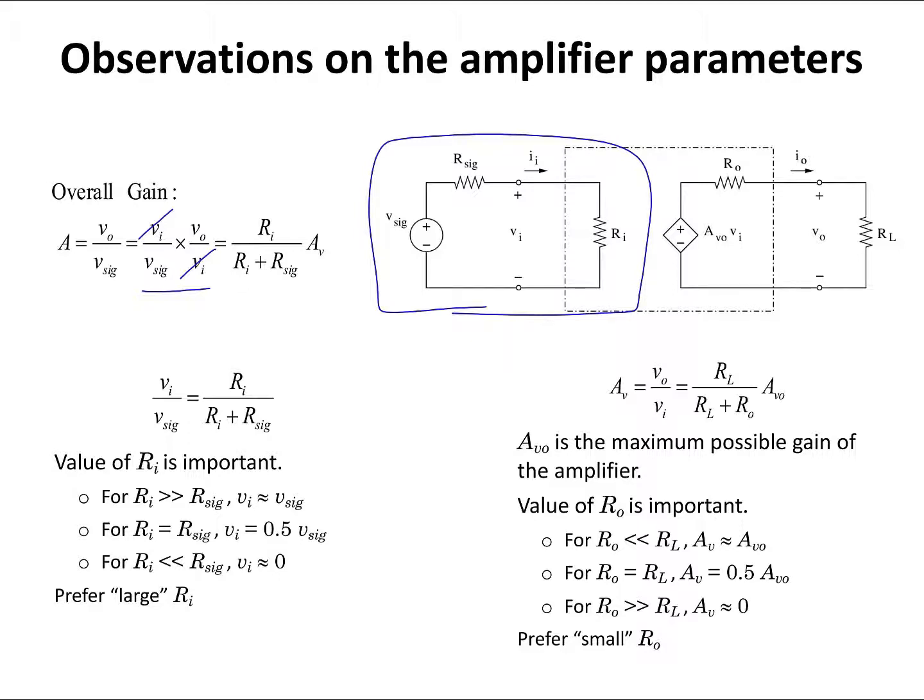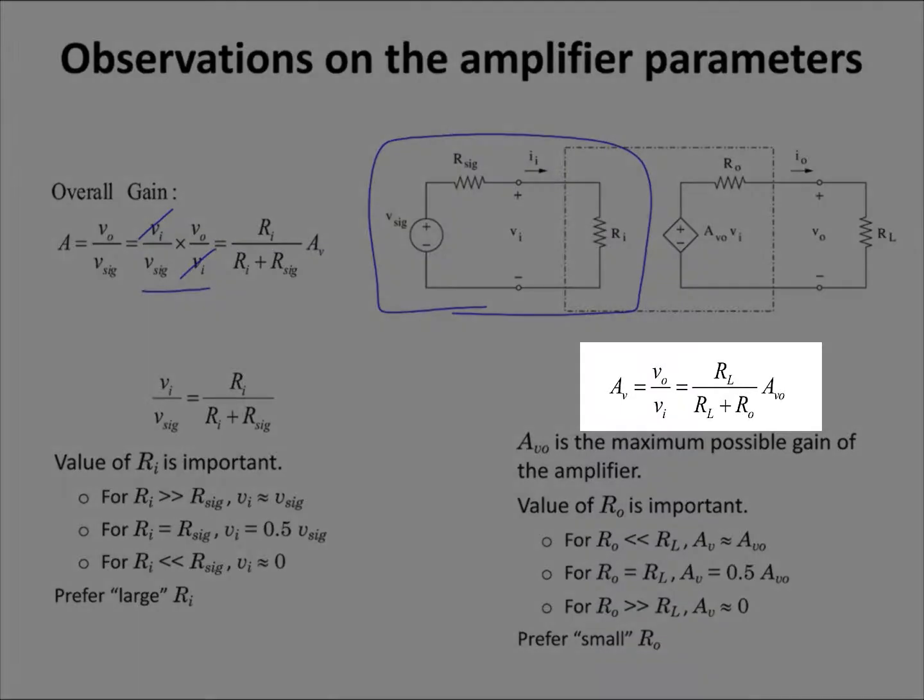If you look at the equation of Vi over V signal, for Ri values much greater than R signal, Vi is going to be almost equal to V signal. When Ri, or the input resistance of the amplifier, is equal to R signal, Vi is going to be half of the voltage from the signal. And for Ri values much smaller than R signal, Vi is going to be equal to 0. As a result, we prefer large Ri values, or we prefer voltage amplifiers with large input resistances.